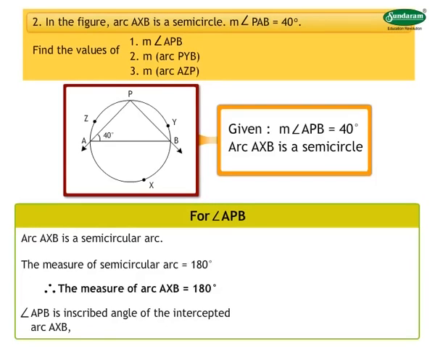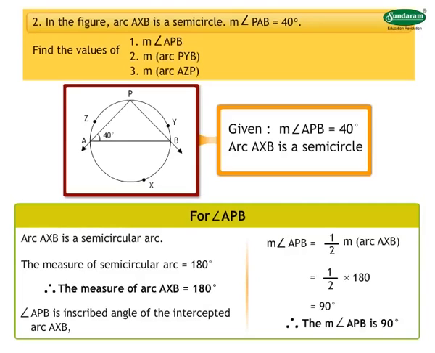Therefore, its measure will be half the measure of the intercepted arc. Therefore, measure of angle APB is equal to half of measure of arc AXB, which is equal to half into 180, equal to 90 degrees. Therefore, measure of angle APB is 90 degrees.